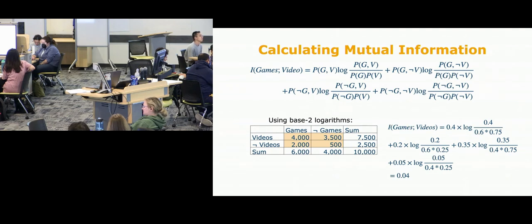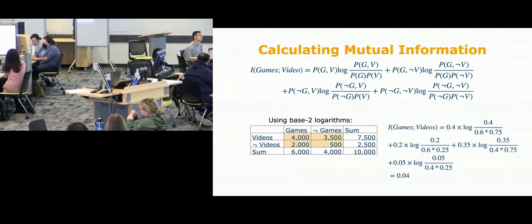Now let's see a couple of these numbers and how we get there. The 0.4 is for video and games. Videos and games is 4,000 divided by 10,000, that's 0.4. And the log p of x comma y is again 0.4. Now you divide it by the probability of just games, that's 4,000 plus 2,000, the sum of the first column, so 0.6. And then the sum of the first row is just the people who purchased videos, that's 7,500, so it's 0.75. That's how you get the first term.